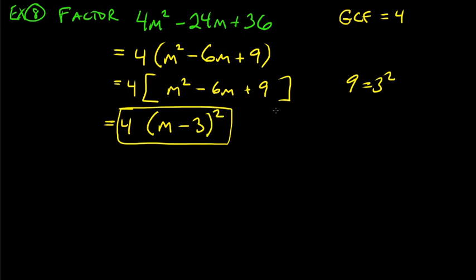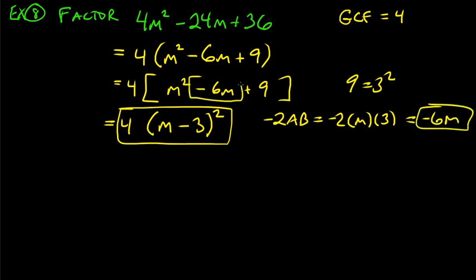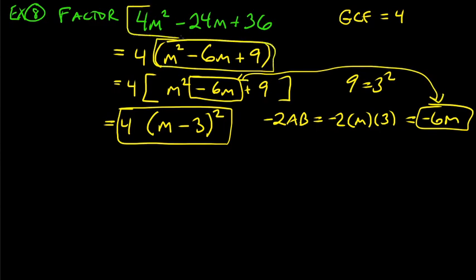I didn't check the 2ab, but we did that earlier. Negative 2ab is negative 2 times m times 3, which is negative 6m, which is a perfect match. You're not comparing it with the negative 24m, the original. We took care of that by factoring out the 4 first. So it is a match here, this negative 6m and negative 6m, because we're just trying to factor this. Originally we're trying to factor this, but after factoring out the 4, we've made it a little bit easier.